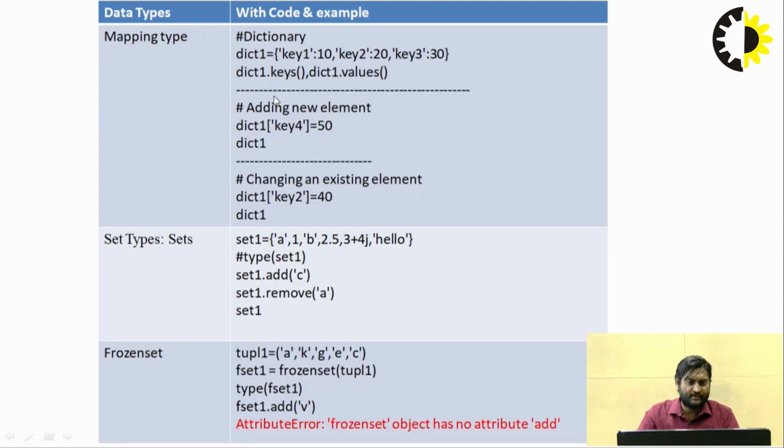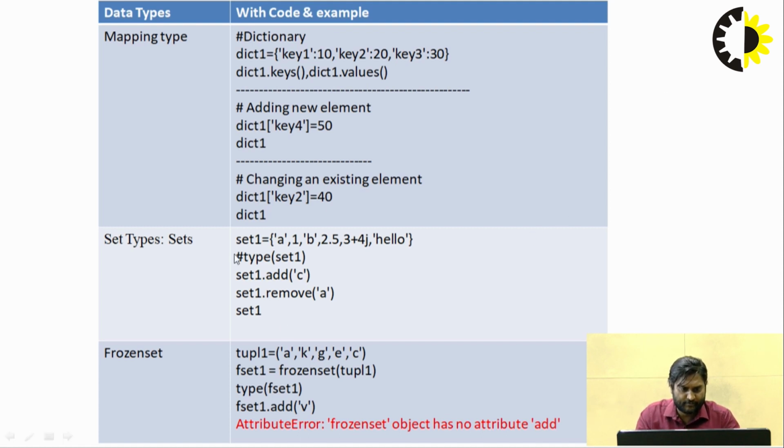Now mapping a dictionary we discussed already. Dictionary, you can add and remove the key. Set type, now we discuss the set. Set is unordered, unindexed and supports set operations.